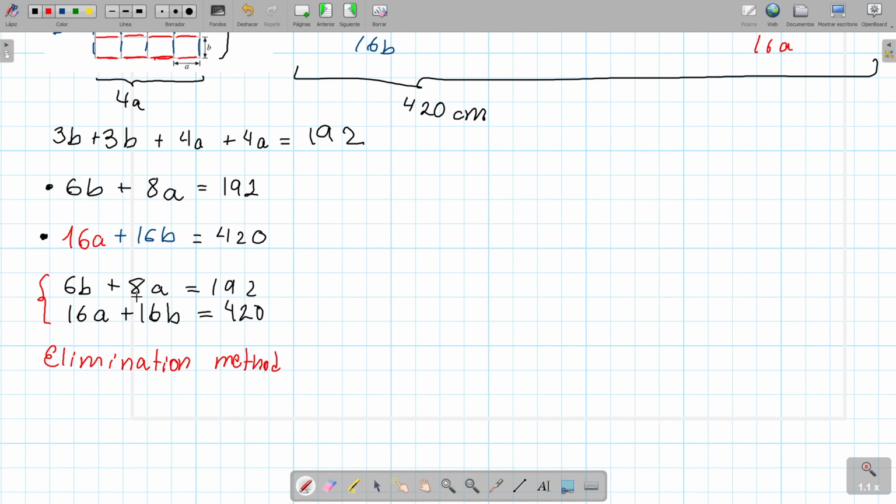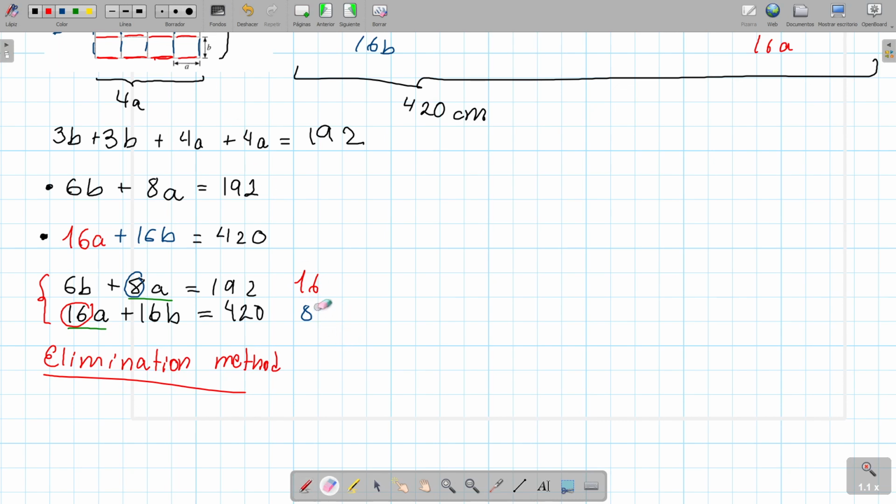In order to use this method, we are going to try to eliminate a variable. I would recommend eliminating a in this case, because if we multiply this number by 2, it's going to be 16 as well. But we can follow the same steps as I showed you before. We are going to put this number, 16, here, and this number, 8, right here. So we have 16 and 8.